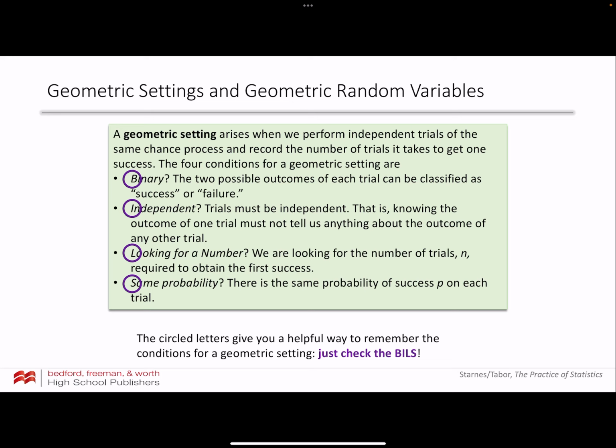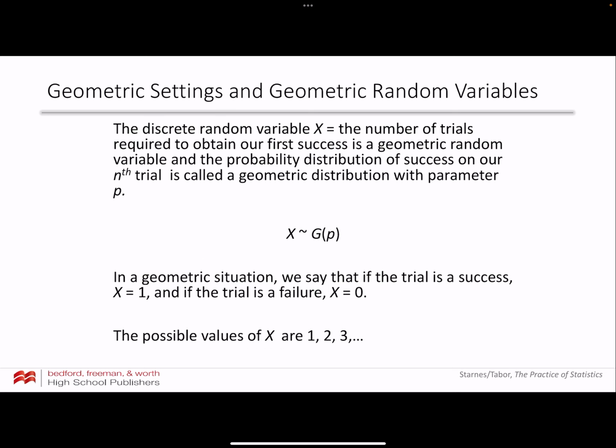In the geometric setting, this is a little different because we're looking for a number. We're looking for how many trials it is going to take to obtain the first success. Or in other words, how many questions would you have to answer on that multiple choice quiz to get your first question correct? And then similar to binomial distributions, there's the same probability of success on each trial. All right, so if you meet those four qualifications, or BITS, then you have what we call a geometric setting.